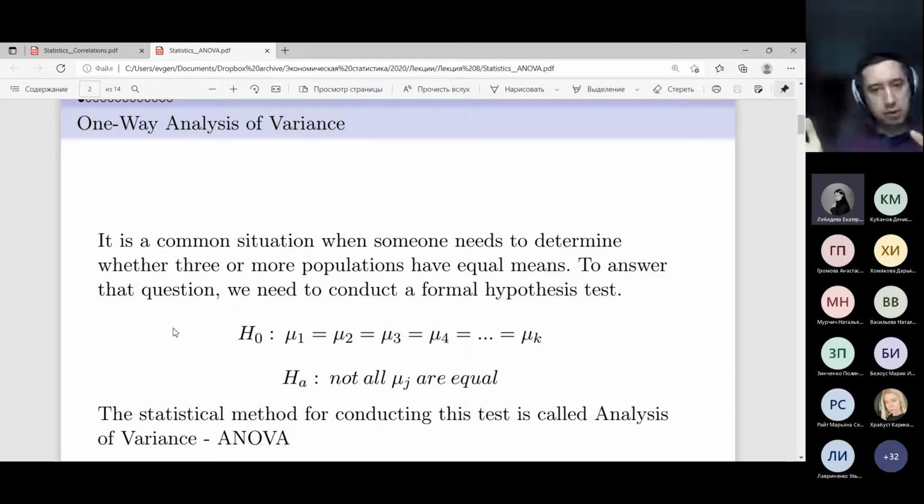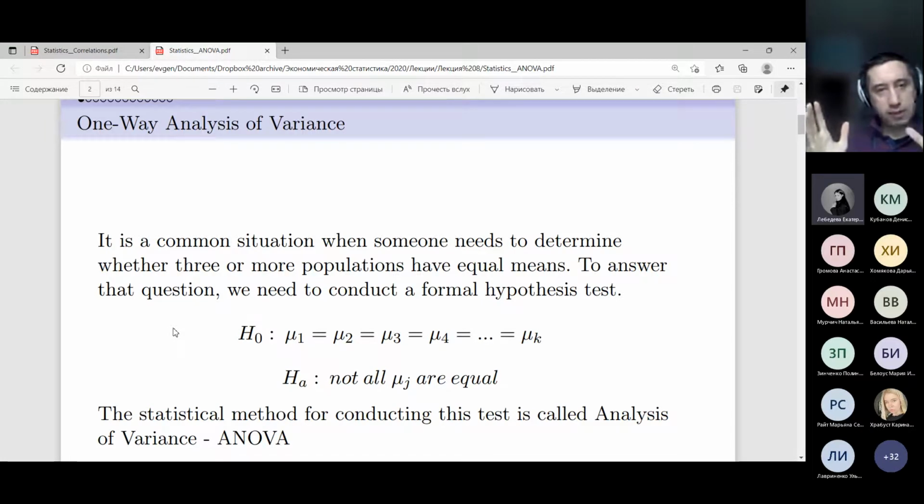Next step, do some calculations. You have to estimate some statistics, and finally you should compare the estimated statistic with its critical value, or you have to rely on the p-value approach. We use p-values or critical values to reject or not reject the null hypothesis. That's it. So let's discuss each step in greater detail.